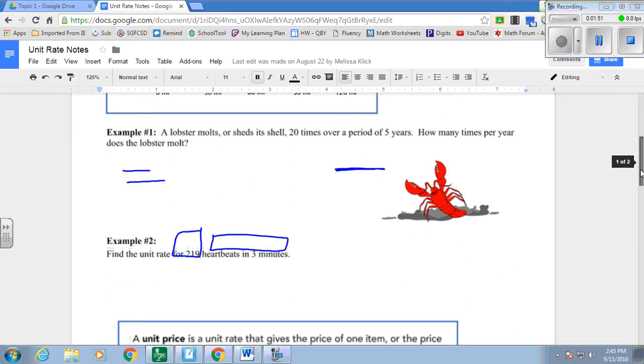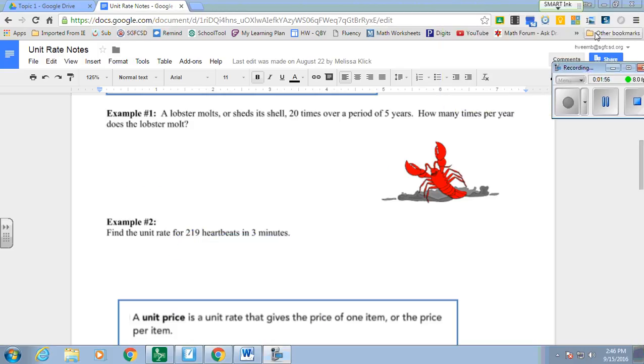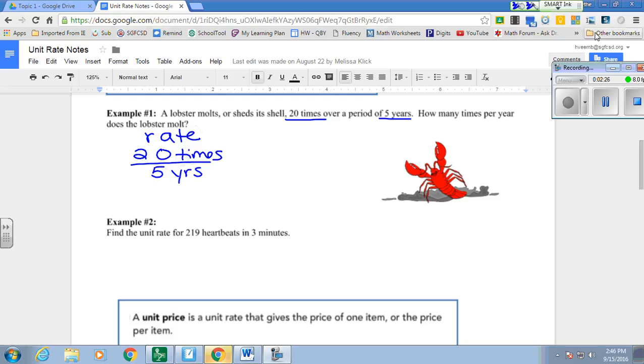Number 1 says that a lobster molts, or sheds its shell, 20 times over a period of 5 years. How many times per year does the lobster then molt? The rate that they gave us was 20 times in 5 years. We like to put the years, or time, anything that's a length of time, as our second quantity, so that's why I put that first. I know it says from left to right, 20 to 5 as well, but I went with that.